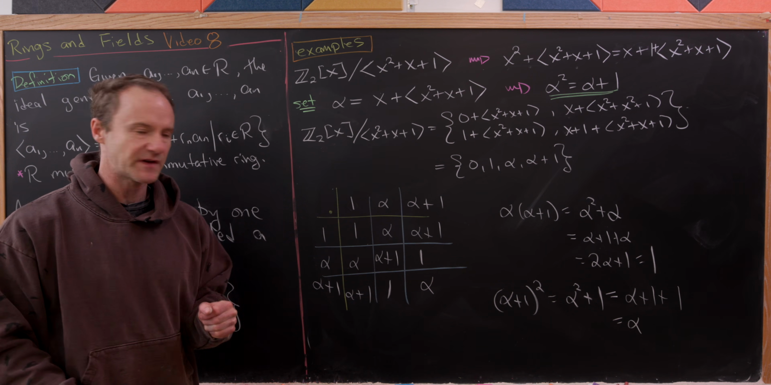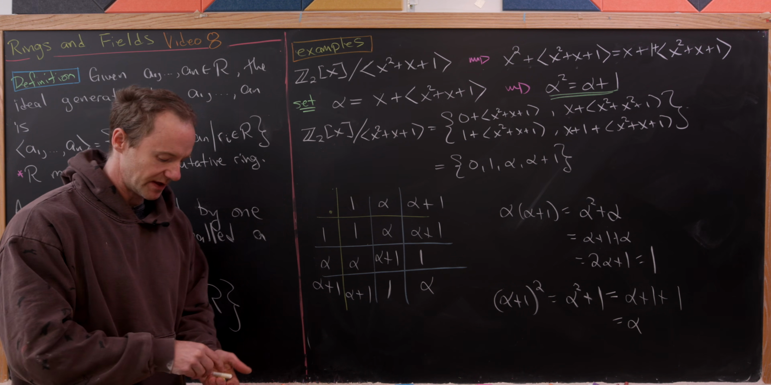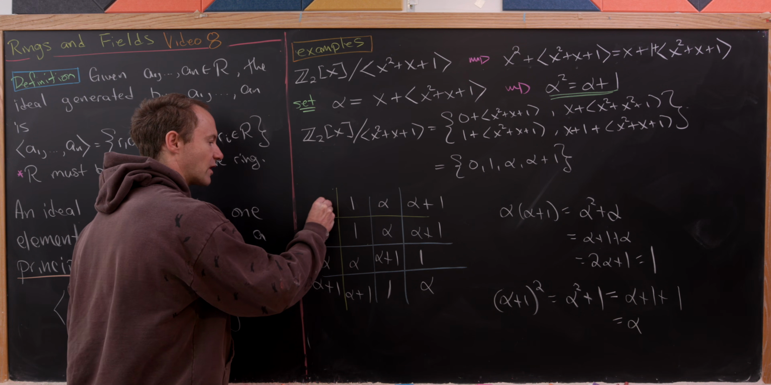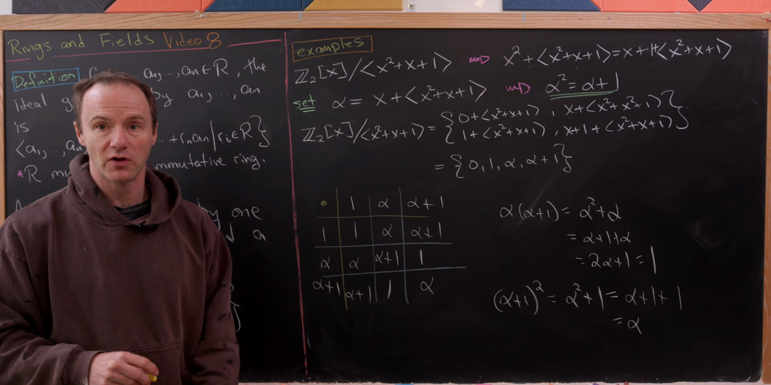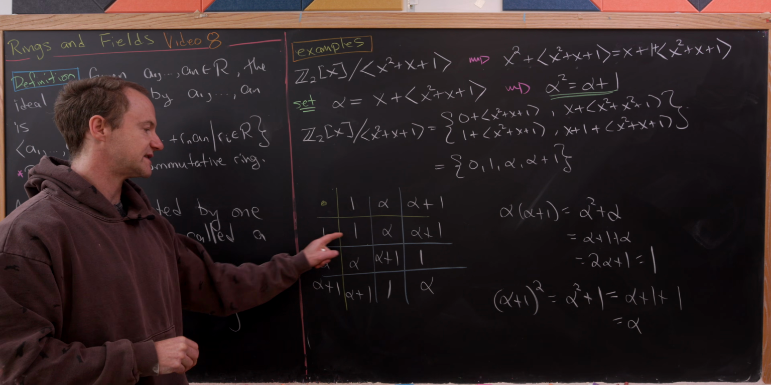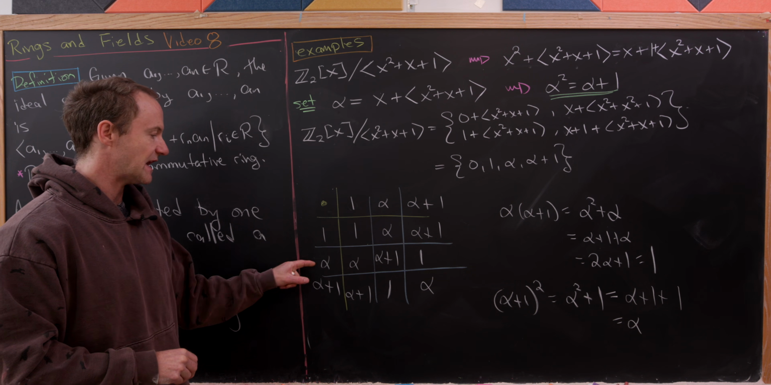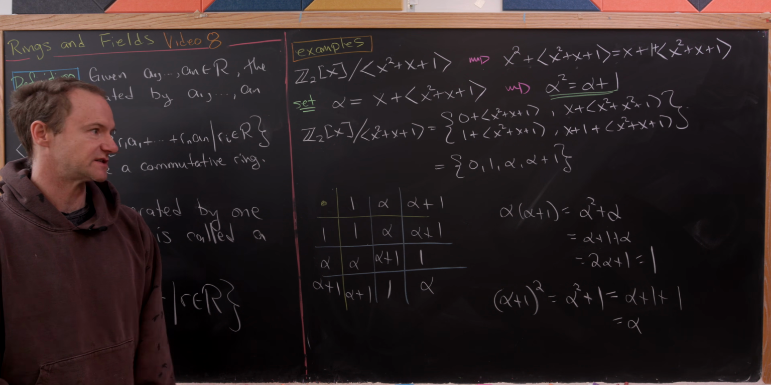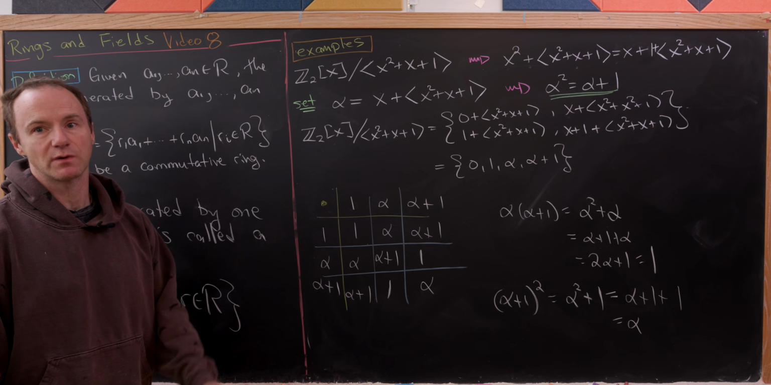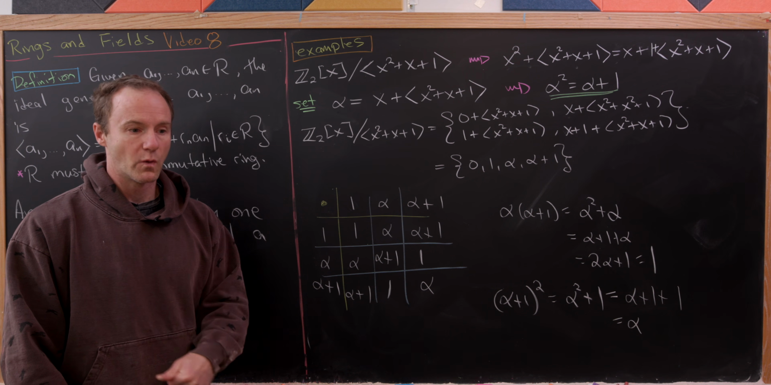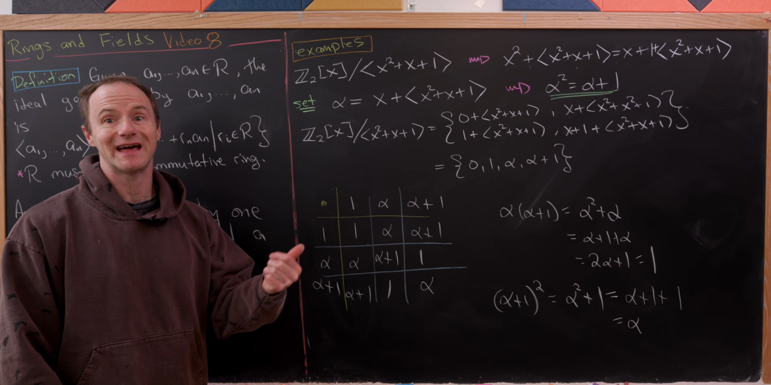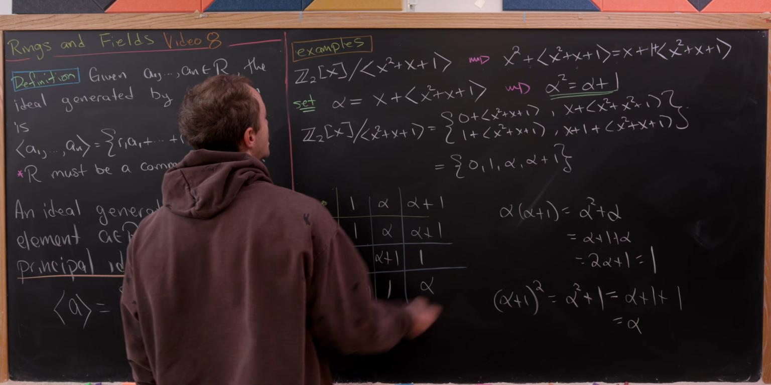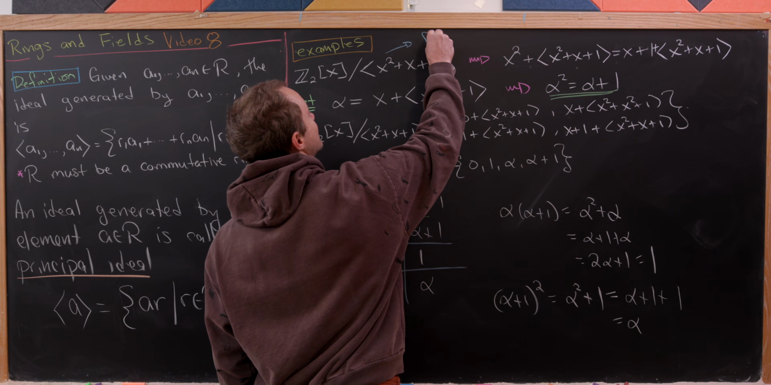But I'd like to observe here that every non-zero element is exhibited inside of this multiplication table. And furthermore, every non-zero element here has a multiplicative inverse. 1 is its own multiplicative inverse. And then alpha and alpha plus 1 are multiplicative inverse pairs, if you will. So what does that tell us? Well, we've got a commutative ring with 1 where every element that is non-zero has a multiplicative inverse. In other words, this quotient right here is a field.